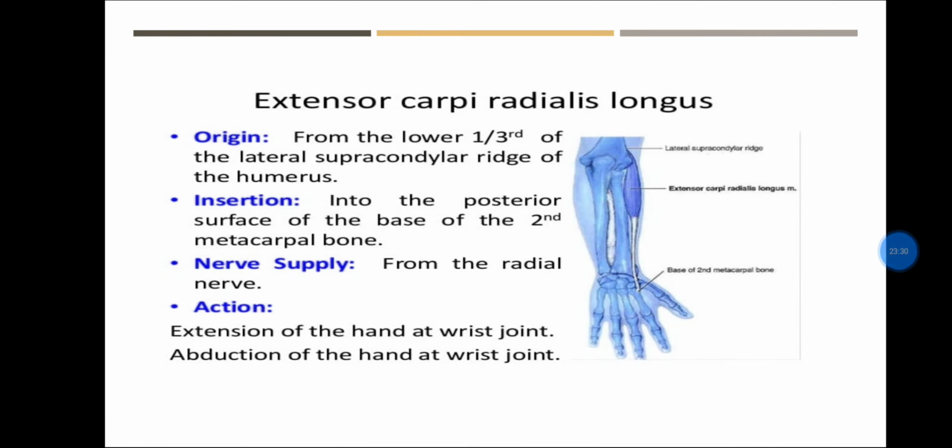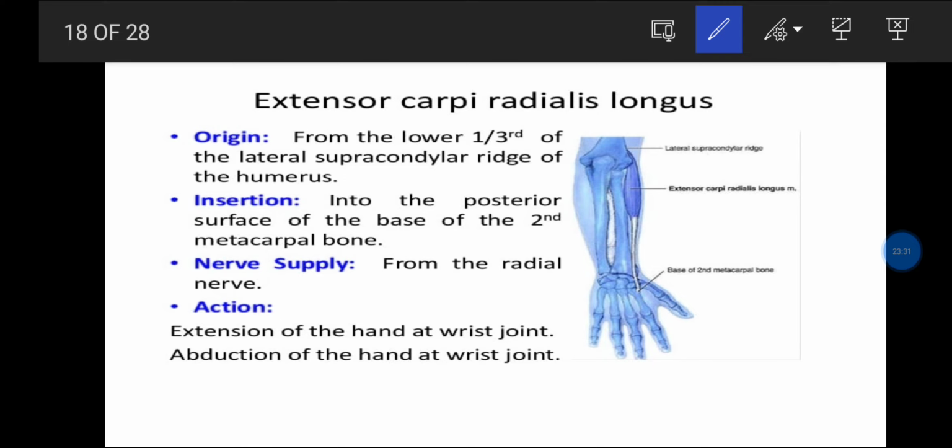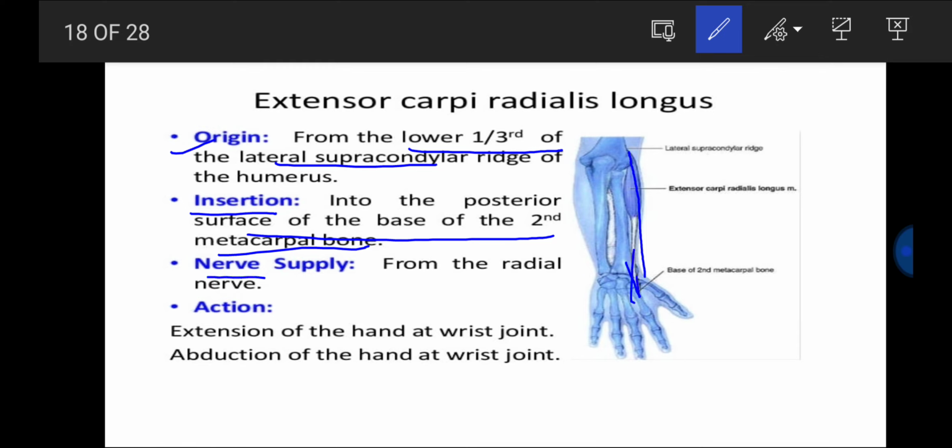Extensor carpi radialis longus. Origin: lower one third of the lateral supracondylar ridge. Insertion: posterior surface of the base of the second metacarpal bone. Nerve supply: radial nerve. Action: extension of the hand at the wrist joint, abduction of the hand at the wrist joint.